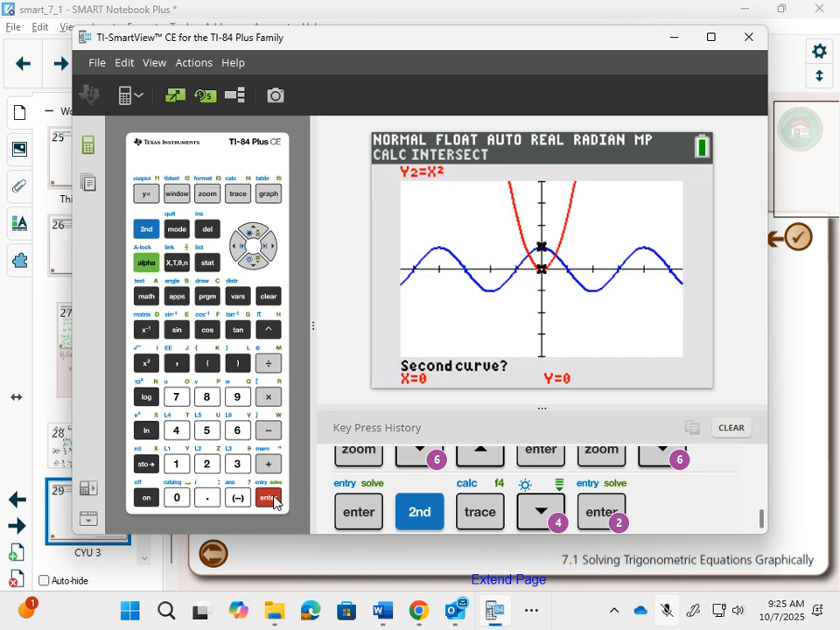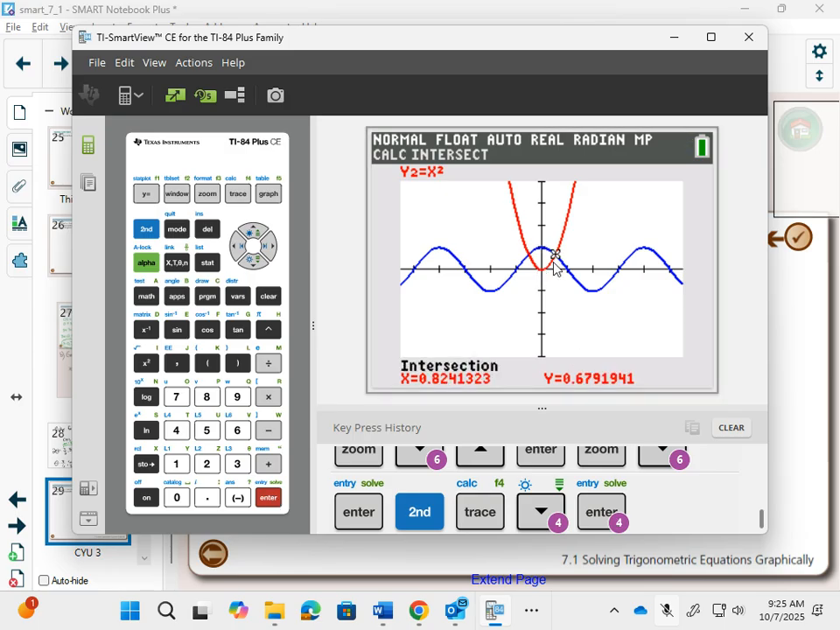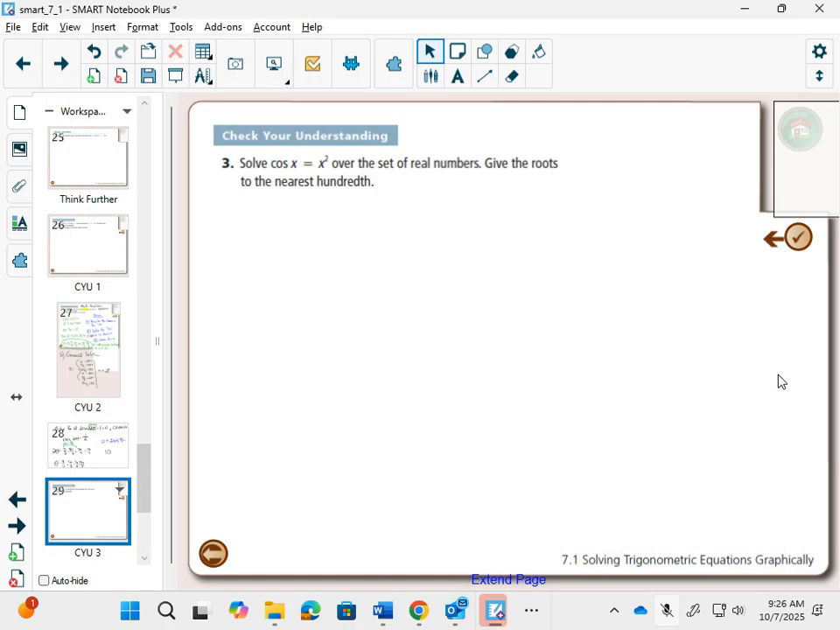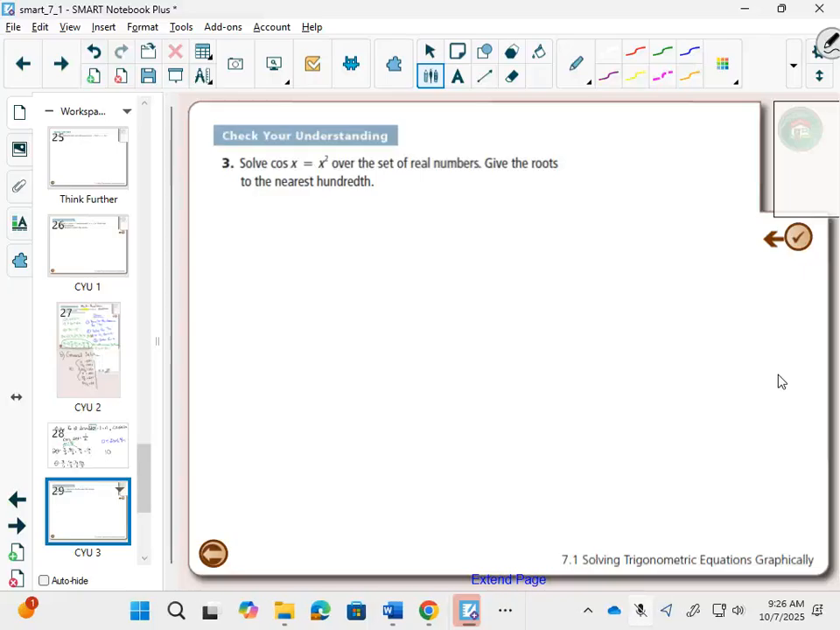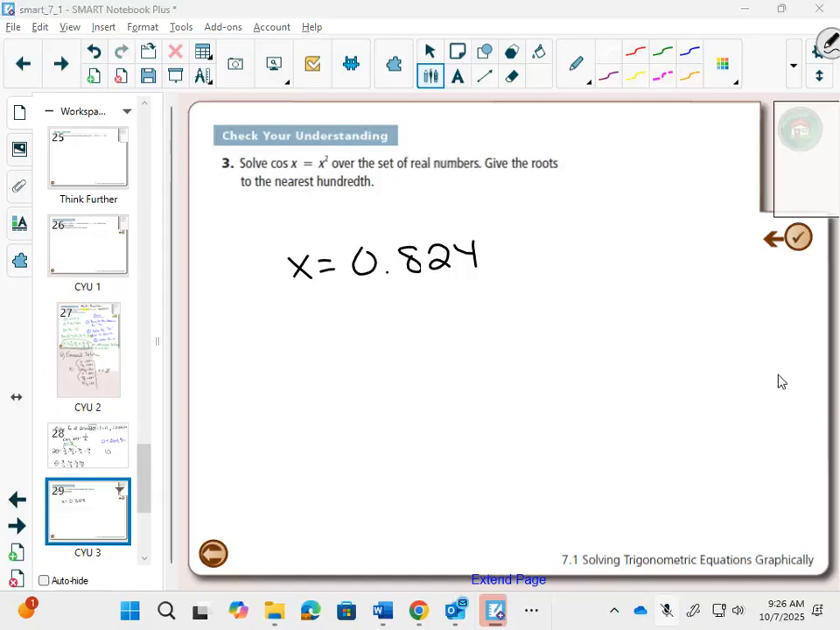Push enter once, push enter twice. It'll always find the closest one. So 0.824 and 6.79. But remember, on our first take-home quiz where I took off that half a mark if you labeled the point but didn't say just x equals? There's no y's in this question. When we're solving just for x. Did I get my decimal places right? Yes, 0.824.